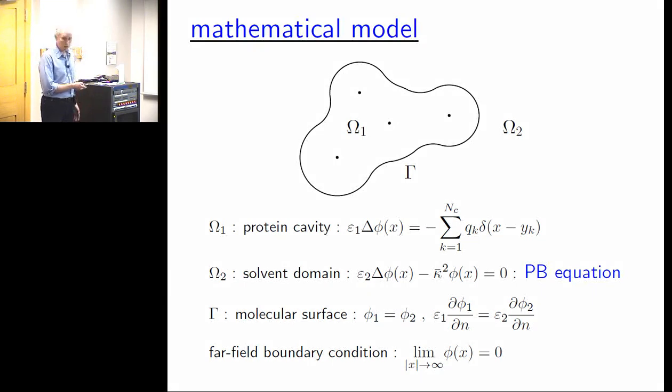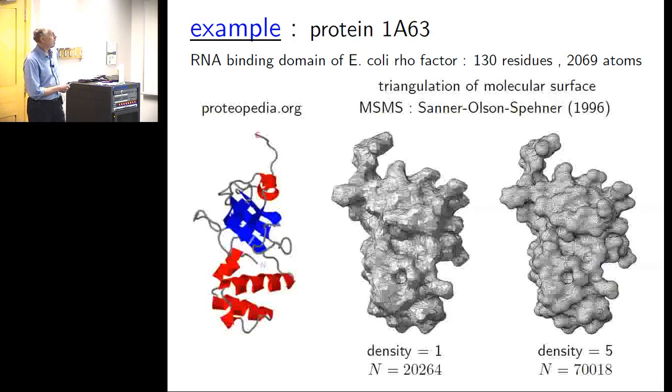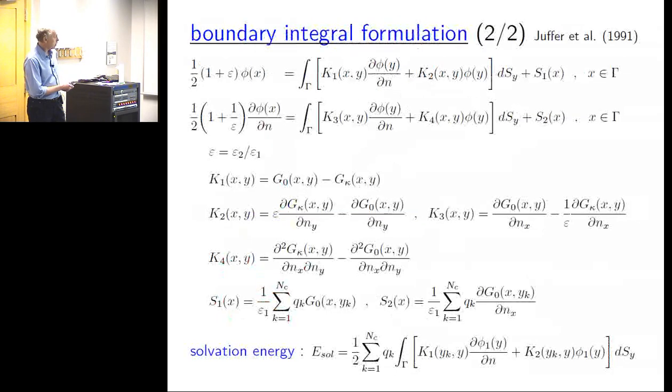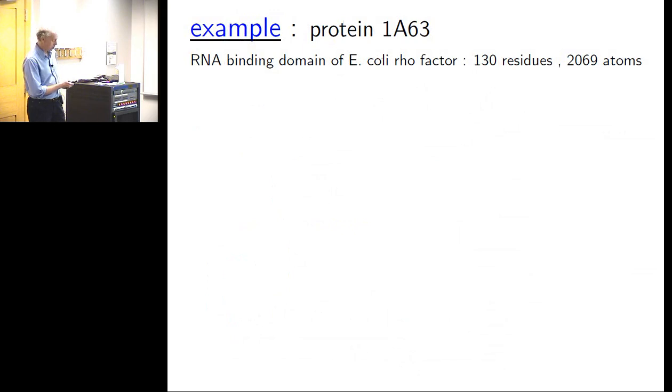I want to say a few words about the molecular surface. I'll do this in the context of an example. We took a protein, 1A63. Oops, sorry, I pressed the wrong button. Oh, that gives away a lot, but anyway. So this is the RNA binding domain of E. coli rho factor. And it has 130 residues and 2,069 atoms.